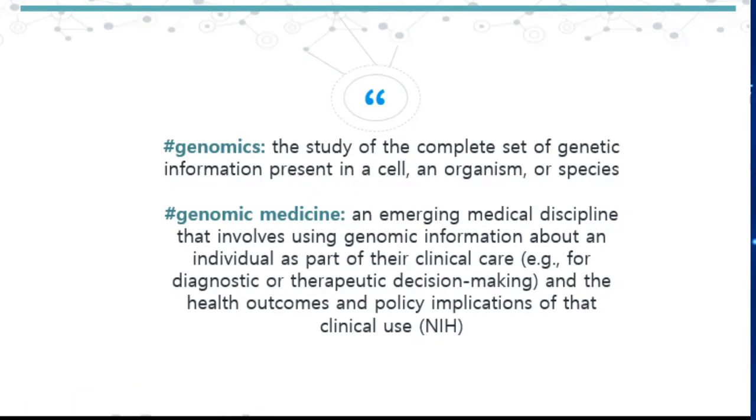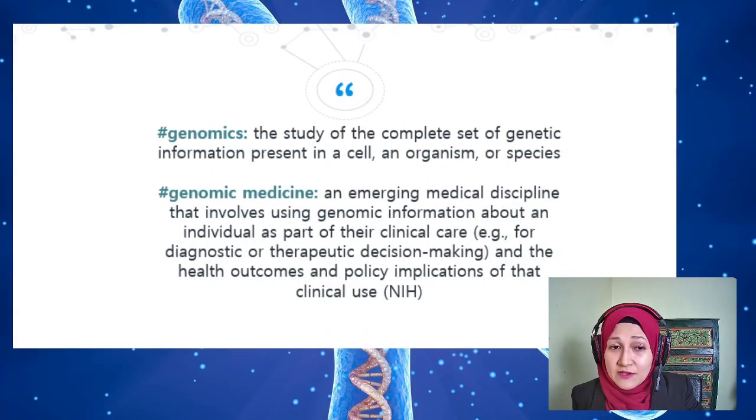Now let's look at some of the terms in pharmacogenomics. So what is genomics itself? It is the study of a complete set of genetic information present in a cell, an organism, or a species. Whereas genomic medicine is basically how the knowledge of genetic information is used as part of clinical care, for example, in the diagnosis or treatment of a disease. So it's a very general or broad term for using the genetic profile in medicine.